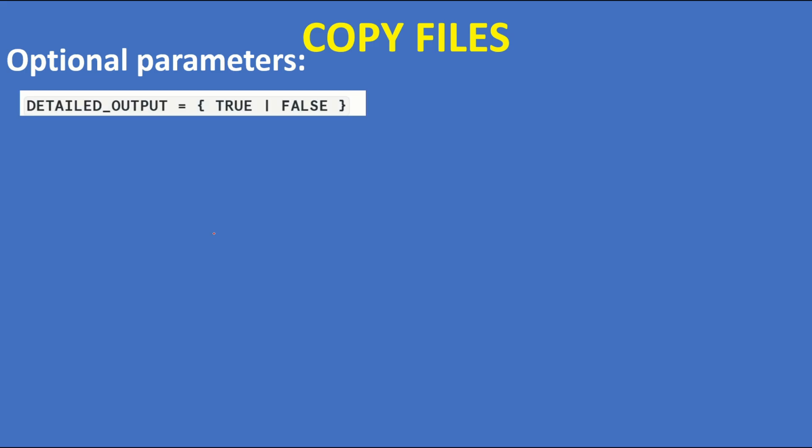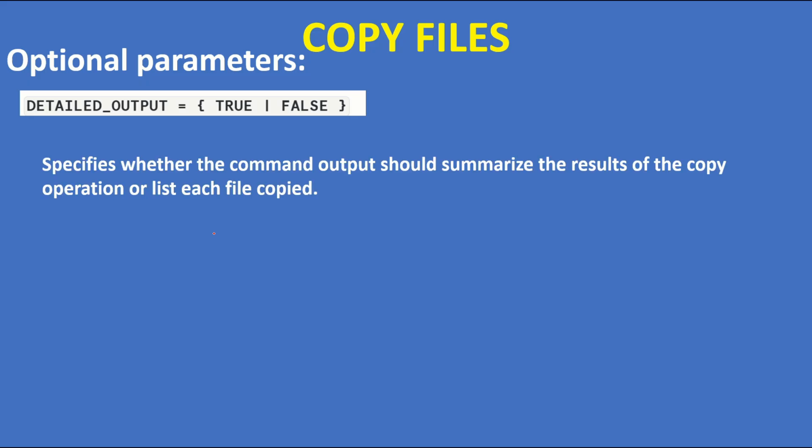Another optional parameter is detailed output, true or false. By default it is true if you don't use this parameter as part of your copy. It specifies whether the command output should summarize the results of the copy operations or list each file copied. If you specify detailed_output equal to false, it shows just how many files were copied. Otherwise, if you don't specify it or set it to true, then for example if there are 100 files in your source location, after using the copy files command, it will display the files copied into the target location.